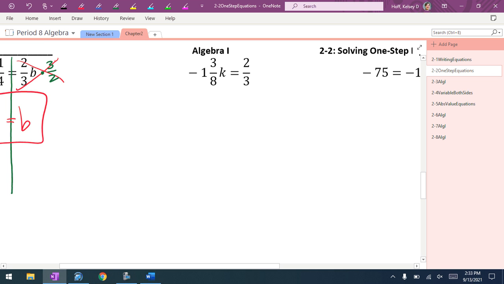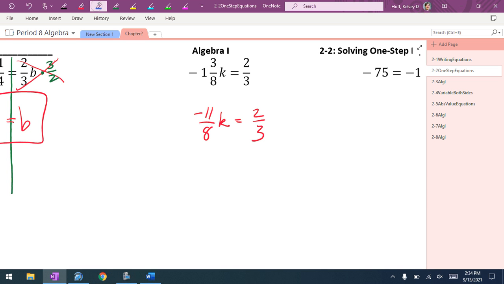What's the first thing I should do here? Very good. Make it an improper fraction. Ignore the negative. This throws so many people off. How do I change a mixed number to improper? Multiply, then add. 1 times 8, 8 plus 3, 11. So -1 3/8 is actually -11/8 k equals 2/3. Yes, your number is negative, but when you're multiplying and adding, ignore the negative.